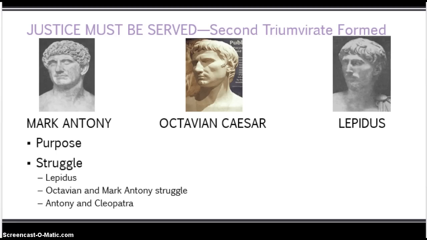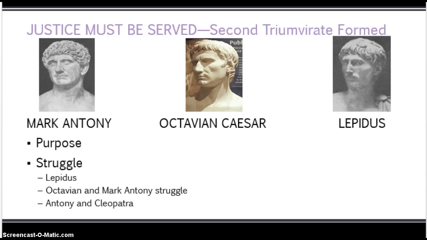Justice must be served, which is why they form the Second Triumvirate. The Second Triumvirate is formed after Julius Caesar's funeral, at which Brutus spoke and explained why he killed his best friend. Mark Antony is just ticked. He's like, I ain't having any of this. We're going to figure out who all is responsible, and we will make them pay. So he gets with Octavian Caesar, who is the grandnephew of Julius Caesar, and Lepidus.